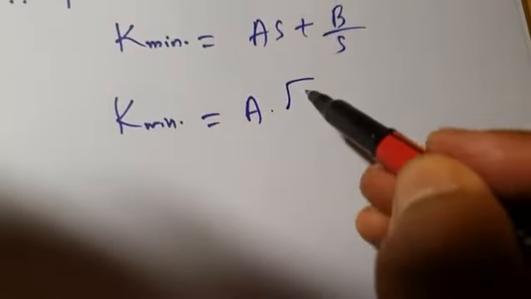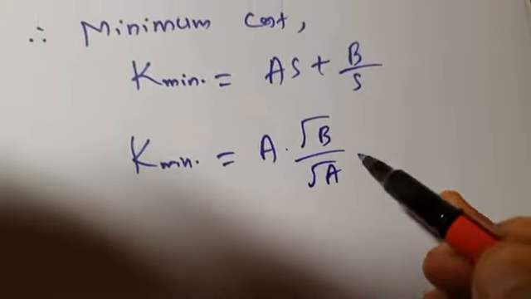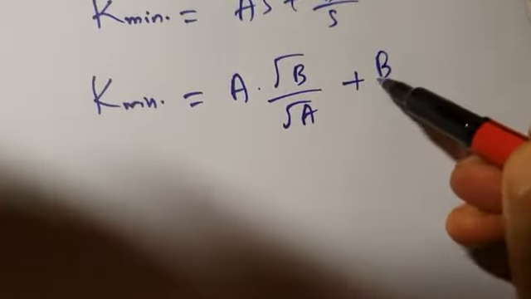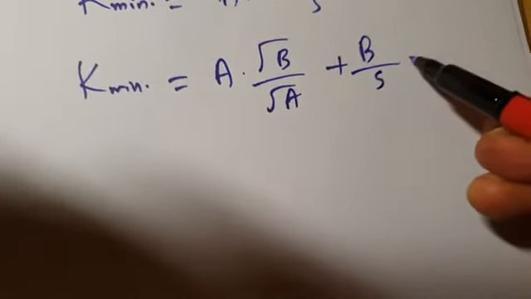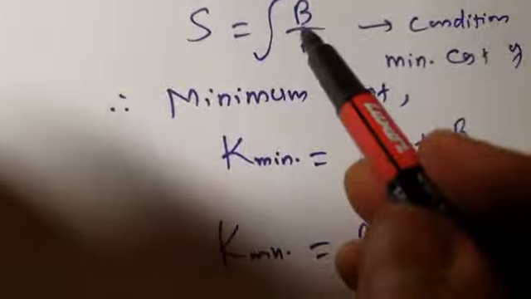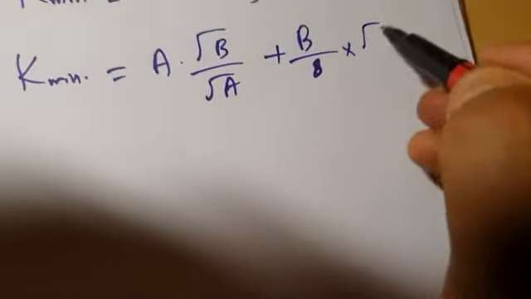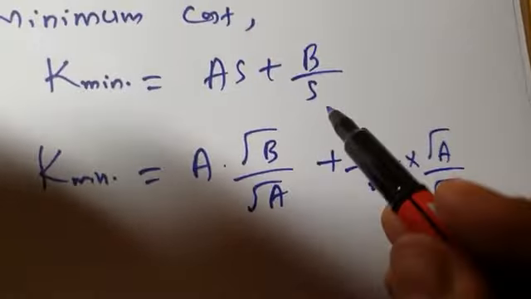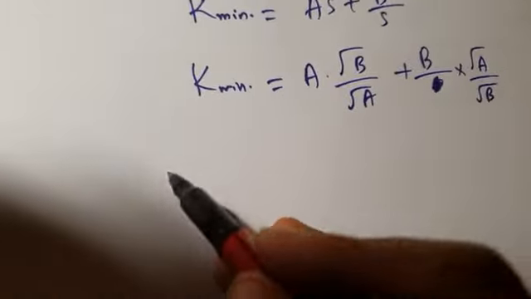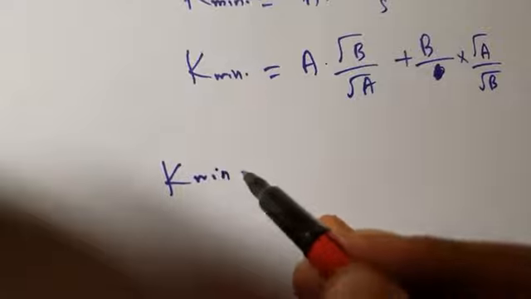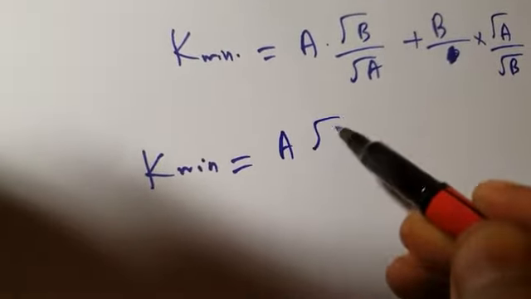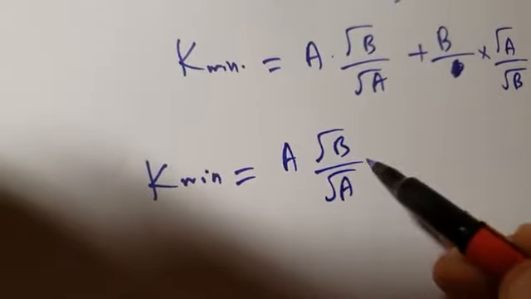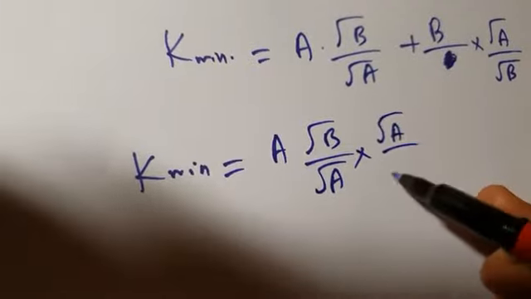So I will substitute it: A into under root B by under root A, plus B by S. S is again under root B by under root A, so it will be under root of A by under root of B, and I substitute it in place of S here. Now that means K min, the minimum cost of the filter, will be equal to A under root B by under root A, rationalize it, multiplied by under root A divided by under root A.